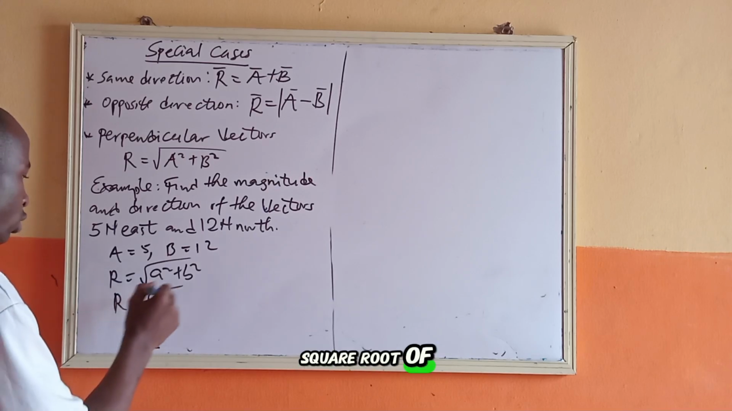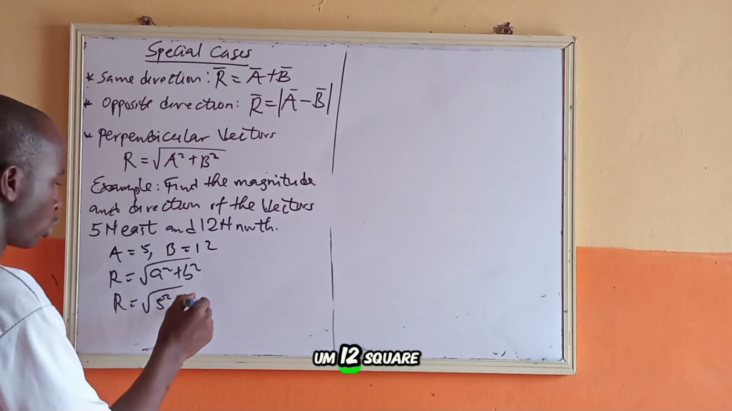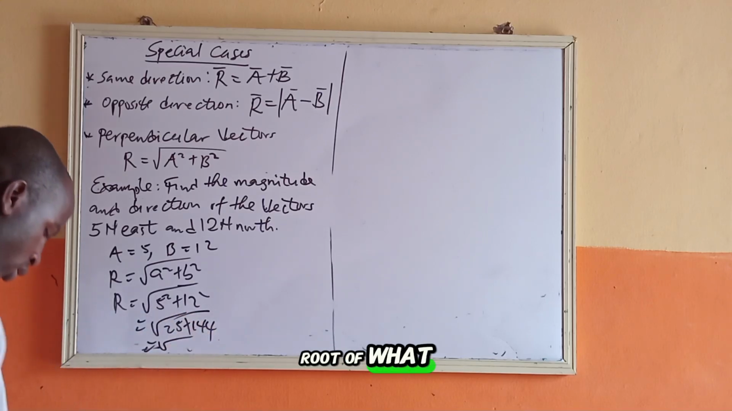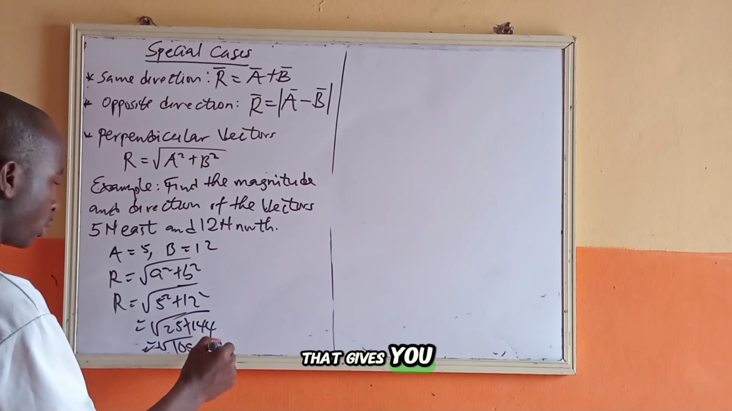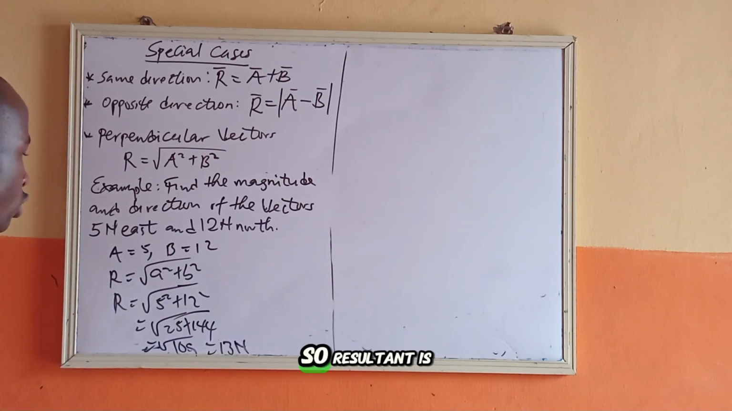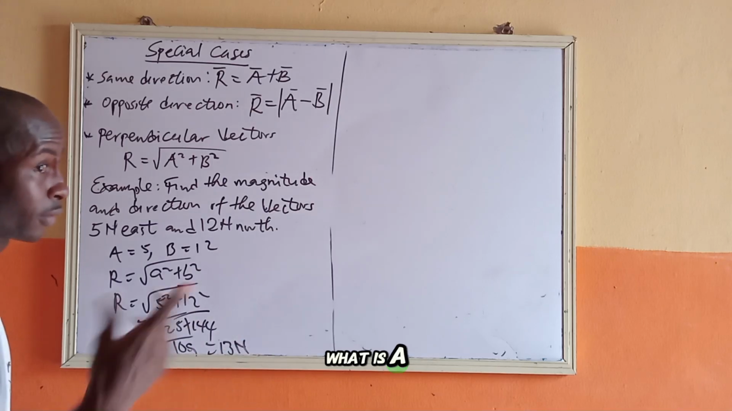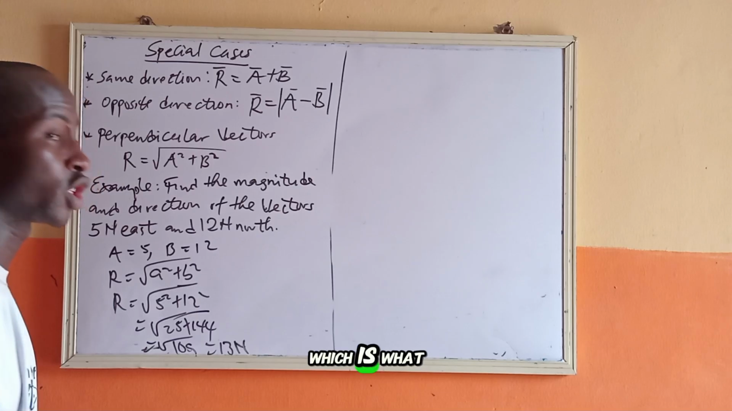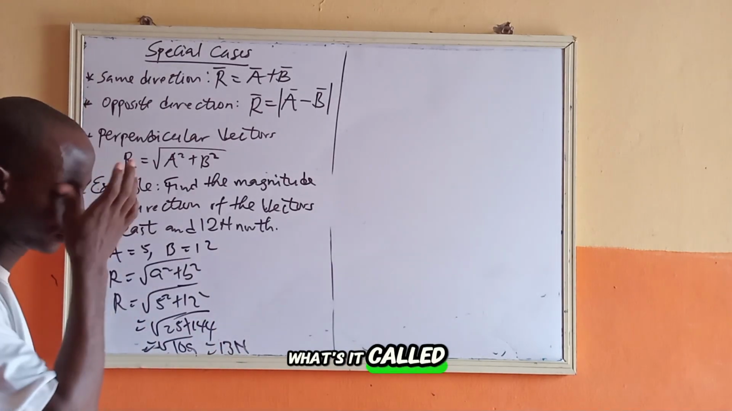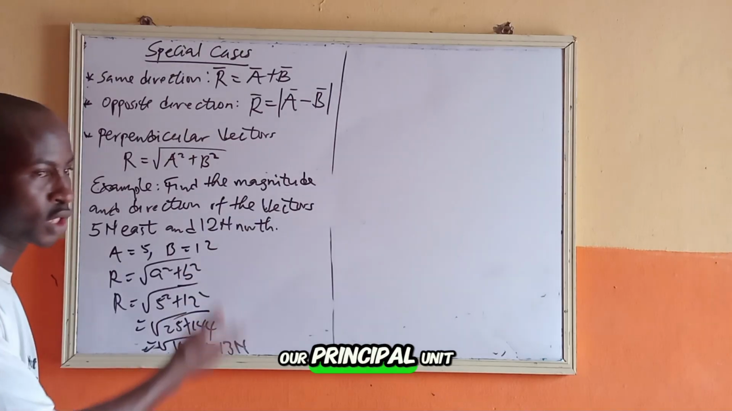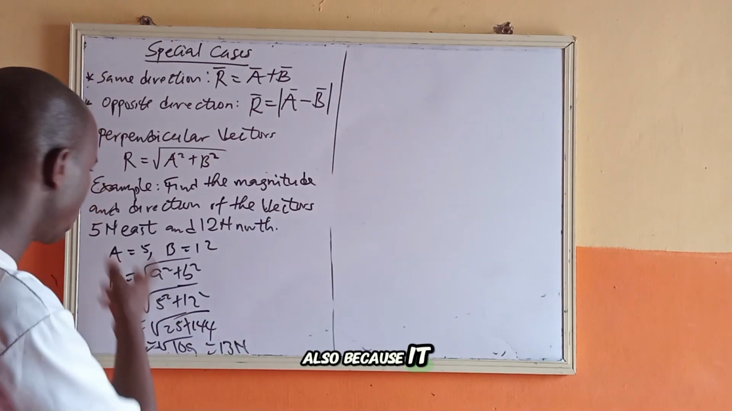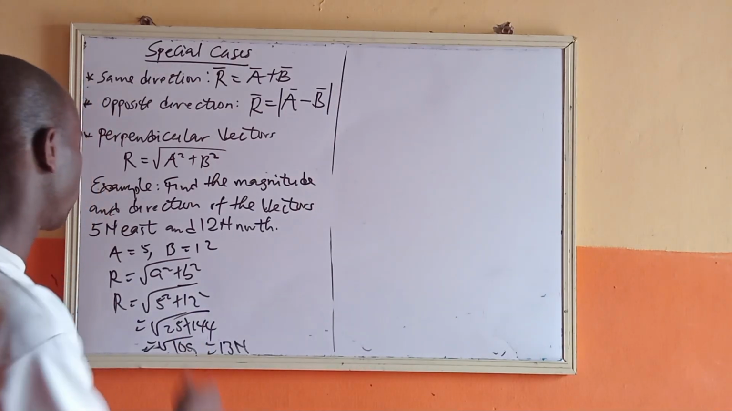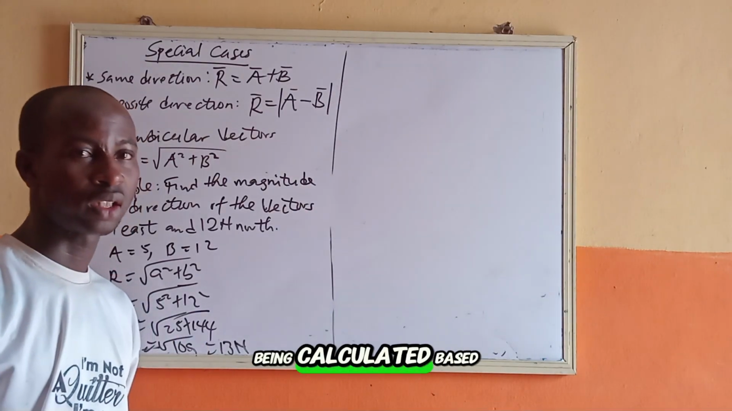So R is equal to square root of 5 squared plus 12 squared. That gives you square root of 25 plus 144, and square root of 169, and that gives you 13 Newton. So the resultant is in Newton because it's a force. Don't forget, this doesn't mean 13 alone, it means 13 Newton, which is the principal unit of force. It's also because the resultant vectors are resolved in Newton, because they are being calculated based on force.